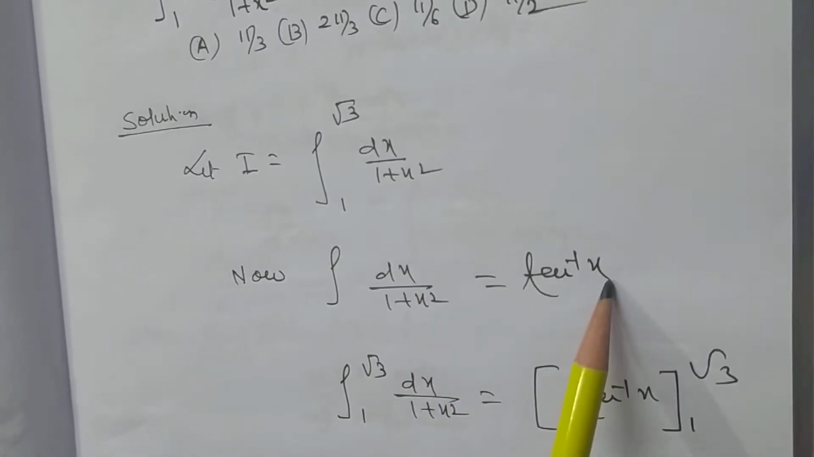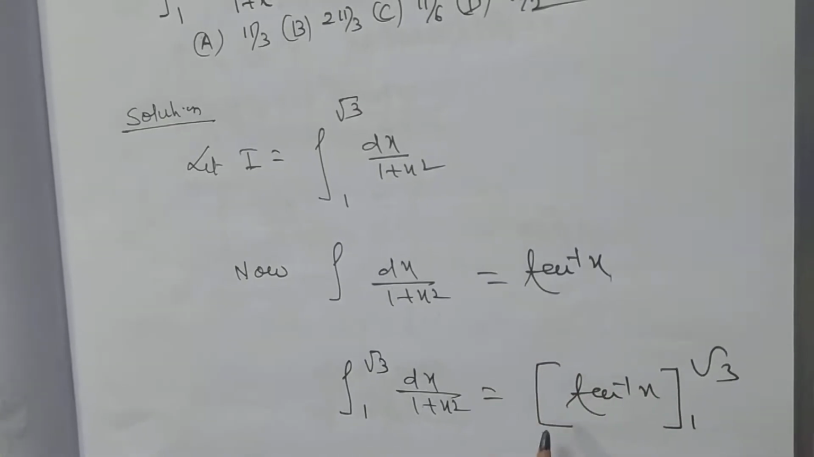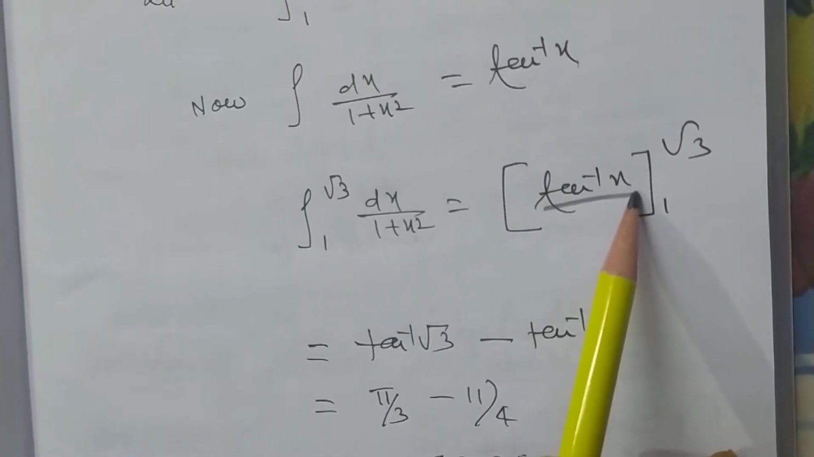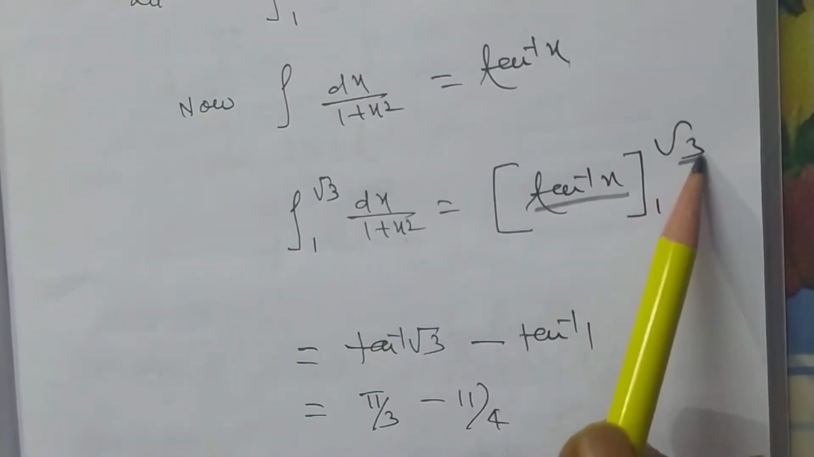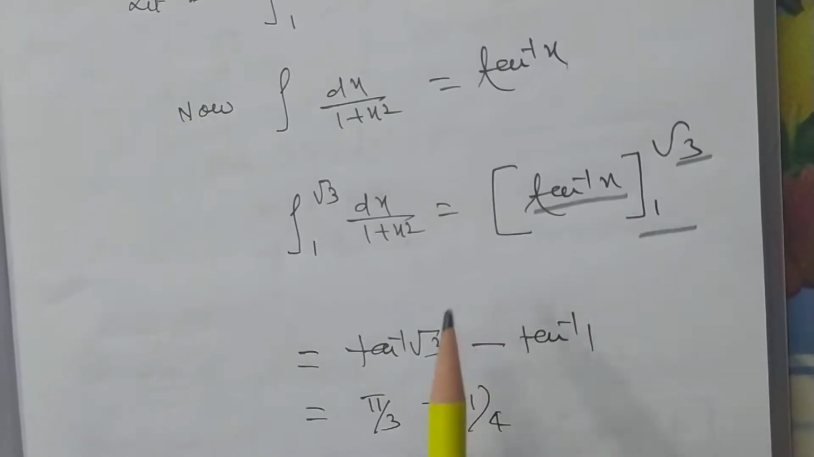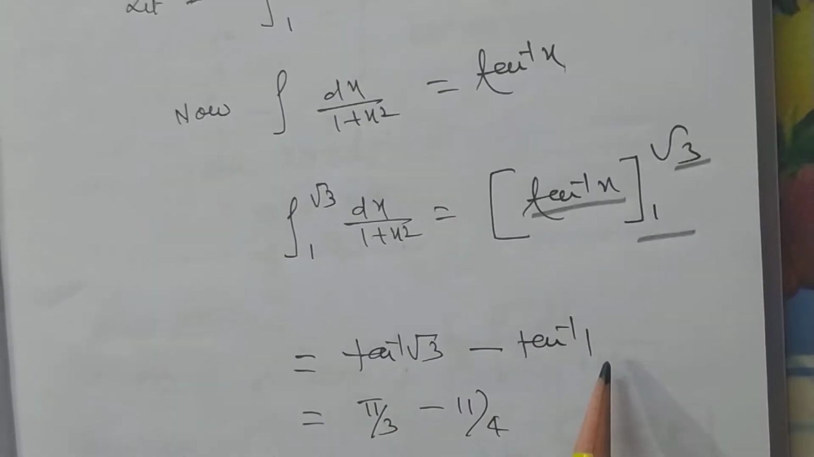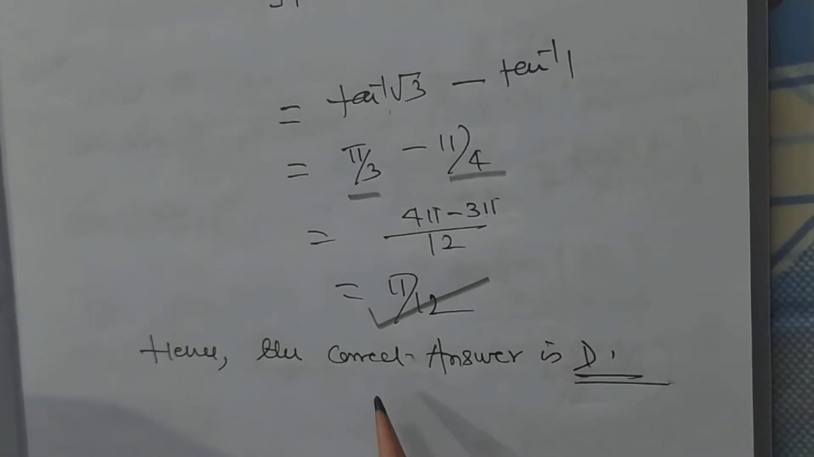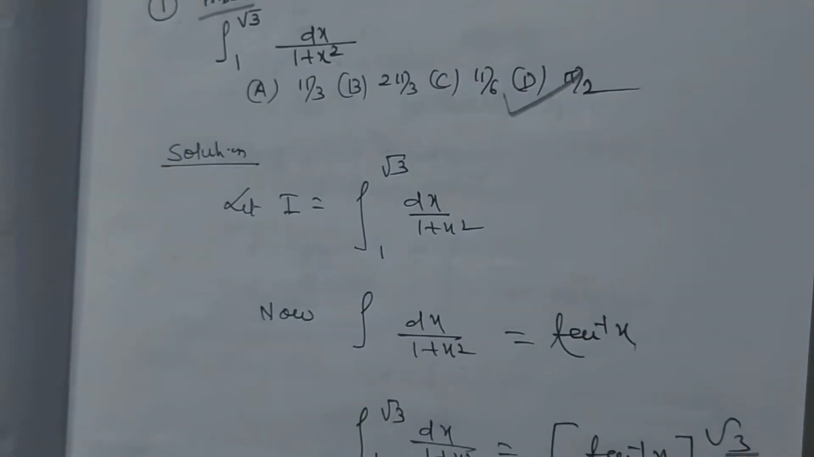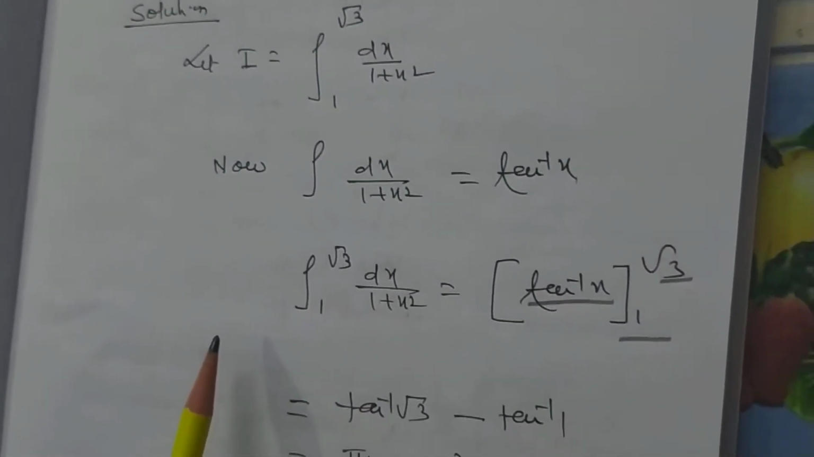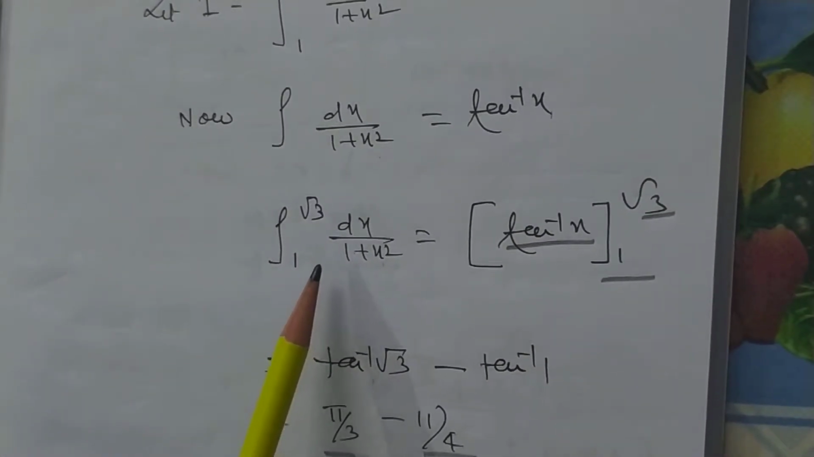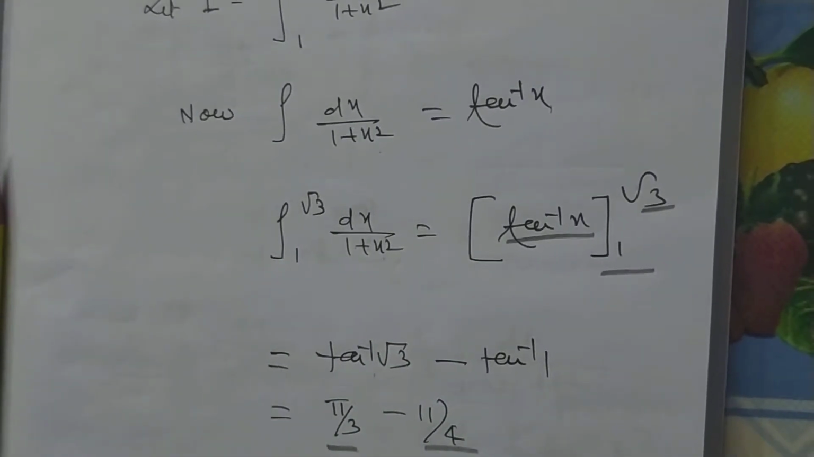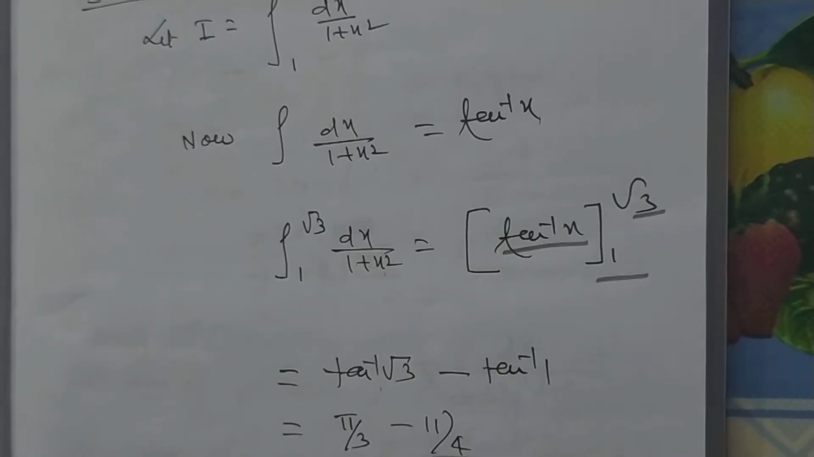The integration of dx by 1 plus x square is tan inverse x. The upper limit is root 3 and the lower limit is 1. So it will be tan inverse root 3 minus tan inverse 1, which is pi by 3 minus pi by 4, and after solving it will be pi by 12. So D is the correct answer. Here there is no change of variable, so we do not change the limit. If we put in another variable, then the limit will change. So don't get confused here.